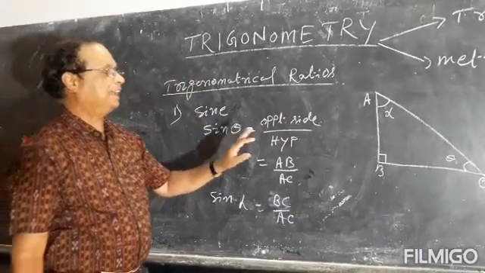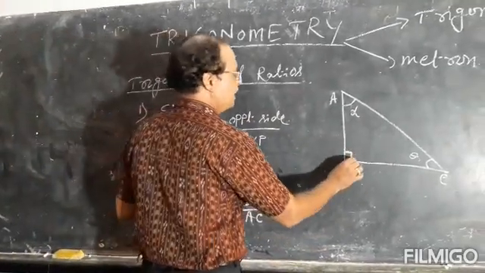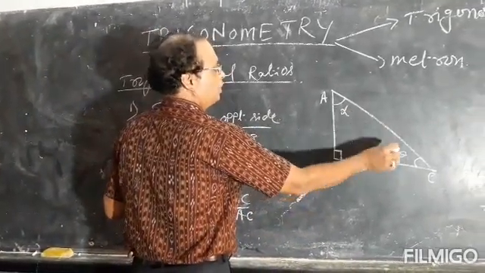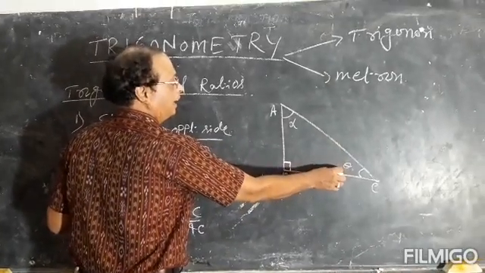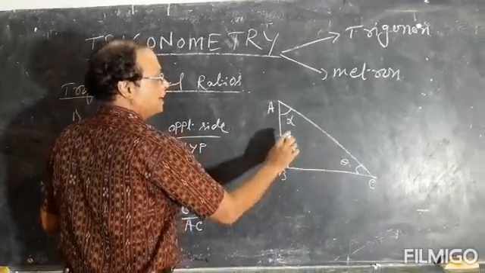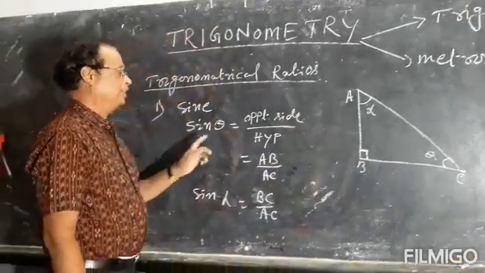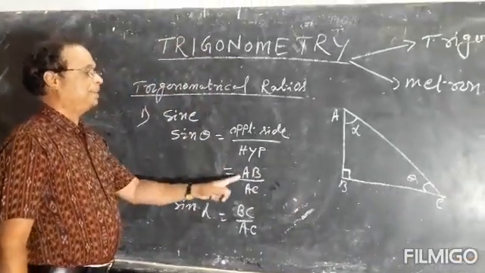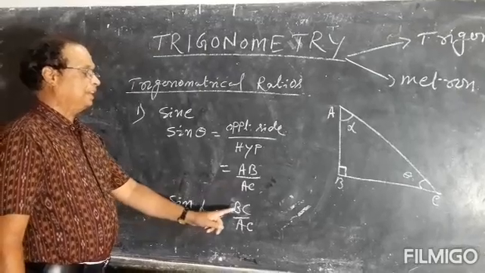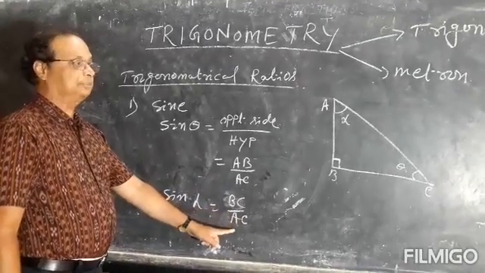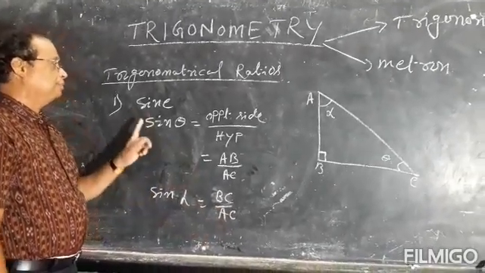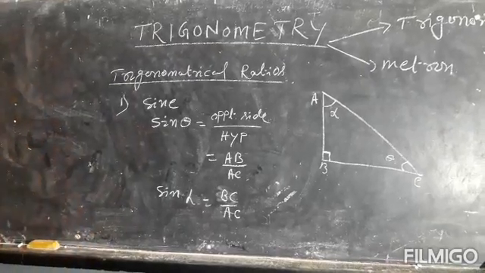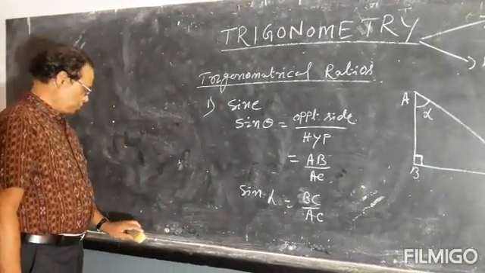Remember sine of an acute angle. This is 90, so these two are acute angles. If you are going to find the sine of an angle, that is opposite side of that angle by hypotenuse. So sine theta is AB by AC, sine alpha is BC by AC. Now this is the first ratio. Now the second one is cosine.